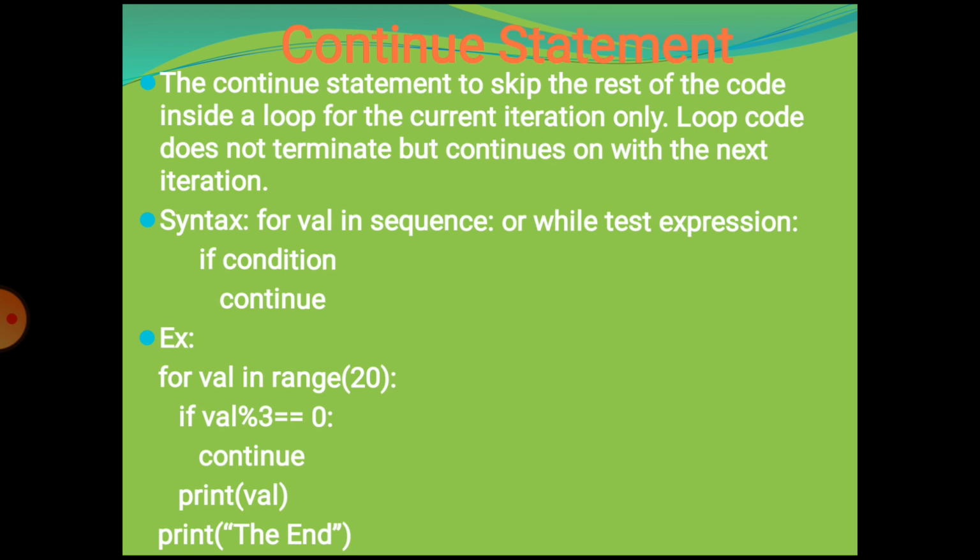So here is an example based on continue: for val in range(20), so the range is 0 to 19. If the value is divisible by 3 and the remainder is 0, it will continue; otherwise, it will print the value.